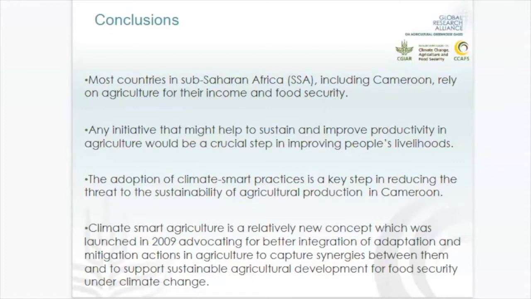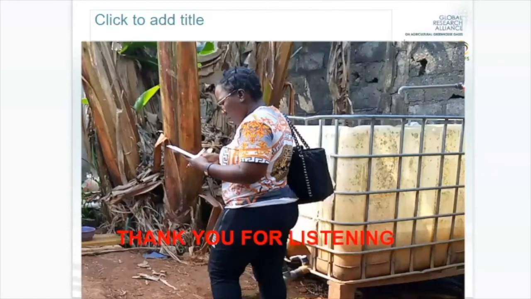This is because the relationship between climate change and agriculture is two-way: climate change impacts agriculture, and agriculture subsequently causes climate change. So these methods were developed in order to curb that and to ensure sustainable production and improve on food insecurity. Thank you for listening.